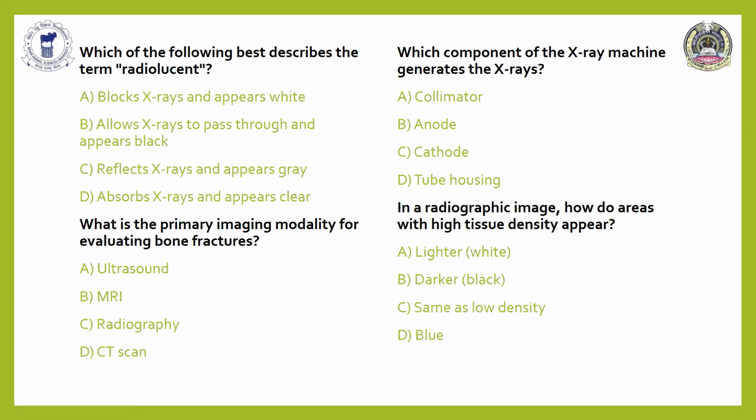Next slide. Which of the following best describes the term radiolucent? B. Allows X-rays to pass through. B, any ma'am? Who is saying C?